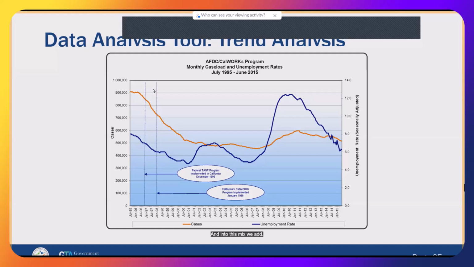And into this mix, we add the federal TANF program and the California CalWORKS program as milestones here on the left. So by adding those, we can see at a glance that there may have been an impact from the introduction of those programs on the unemployment rate, the number of cases, potentially. So that is a trend analysis.